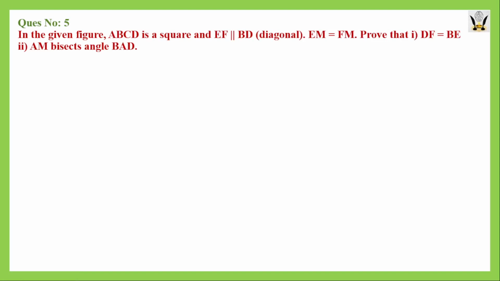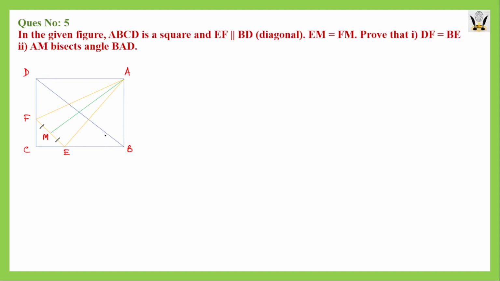Now in the next sum, in the given figure, ABCD is a square, and EF is parallel to BD. EF is this line and BD is the diagonal of this square. These two lines are parallel, and it is also given that EM is equal to FM. Now we need to prove, first, that DF is equal to BE. DF is this much and BE is this much. So these two line segments will be equal, that we need to prove, and then we will come to the second part. What we can say is, since this is a square, all the interior angles are 90 degrees.